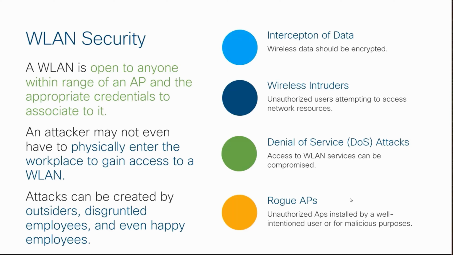Denial of service attacks are a little more difficult. They try to access your wireless local area network services and compromise them, either accidentally or on purpose. We also have our rogue APs, which are unauthorized access points that are installed either by a well-intentioned user, someone who just wanted to have an extra wireless network close by, or installed for malicious purposes, so they can intercept people's traffic. Using management software, we should be able to detect those rogue access points.